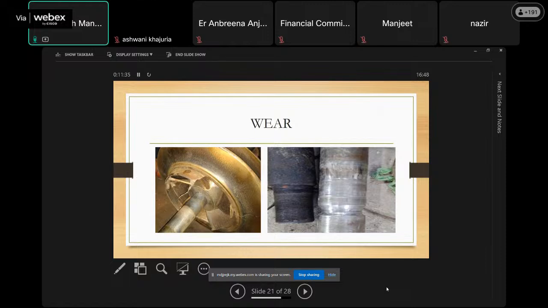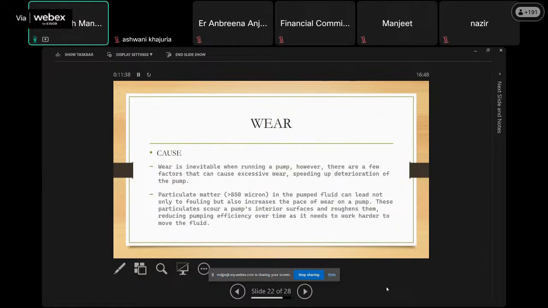As regards wear, it is the predominant cause, because whenever a pump runs, it is bound to wear, and there are many causes. Especially predominant is the particulate matter, which is more than 850 microns, or the floating matter, which is more than the size of 3 millimeter. If it is pumped with the fluid, it can lead to fouling, and also wear of the pump. These particulate matters scour the pump's interior surfaces and roughen them, reducing the efficiency overall over the time period of its service.